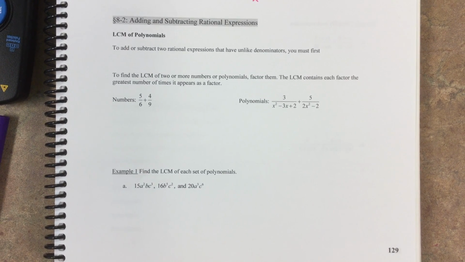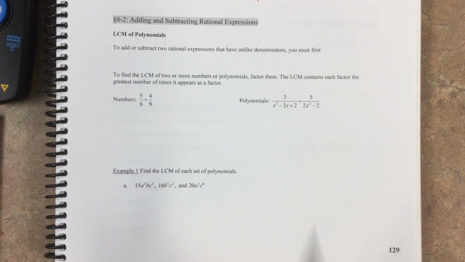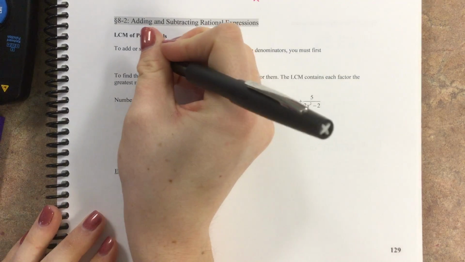So in the 8-1 video, we were multiplying and dividing rational expressions. It's a little bit easier. Now we're going to be transitioning into adding and subtracting rational expressions, which is a little bit trickier, and that's because we have to find a common denominator if we're going to add, just like normal fractions. To add or subtract with unlike denominators, you must first find a common denominator.